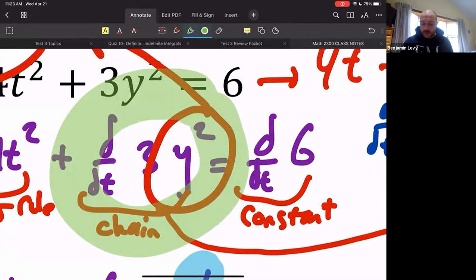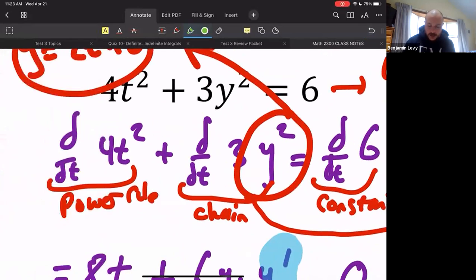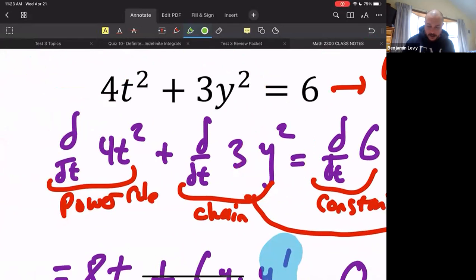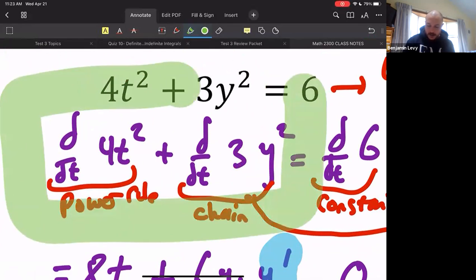So I think if you can understand what's going on in these two things, like how one of them's a power rule and one of them's a chain rule, that's an important first step to understanding this stuff. So let me just pause there and see if there are questions about what I've just said.